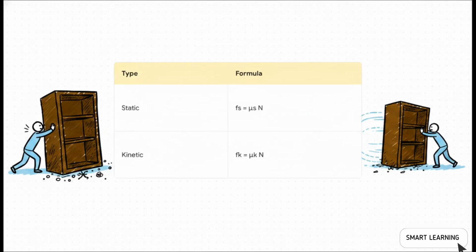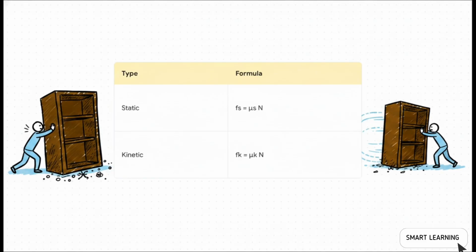Now let's slow things down a bit to talk about something that slows us all down: friction. Have you ever tried to push a really heavy piece of furniture? At first, it won't budge at all. That is static friction at work, governed by the formula Fs equals μs times n. You have to overcome a massive initial threshold just to get it moving.